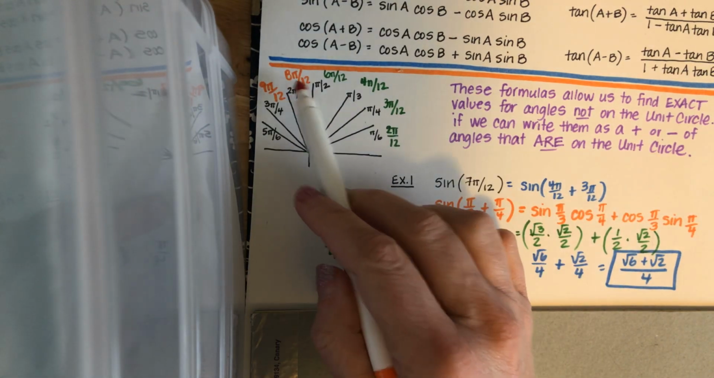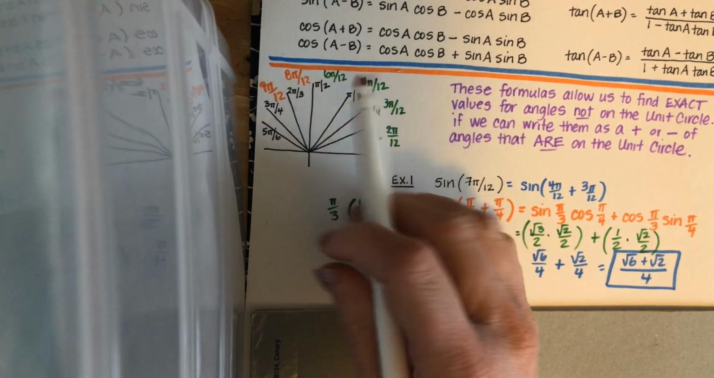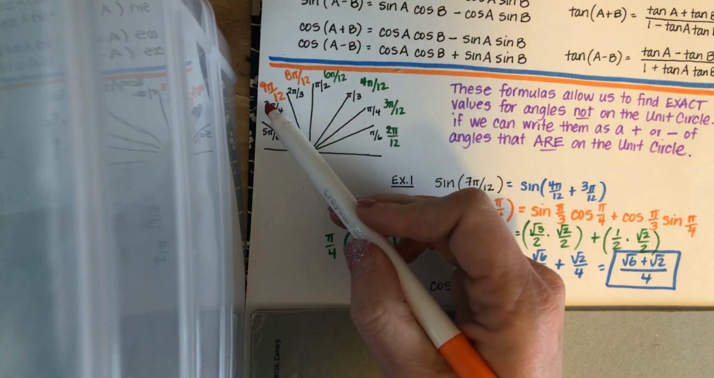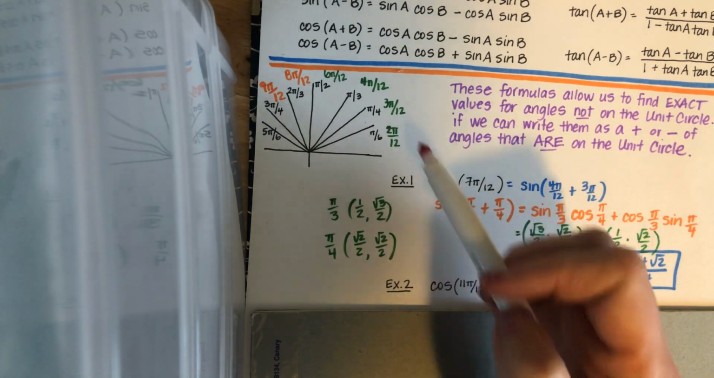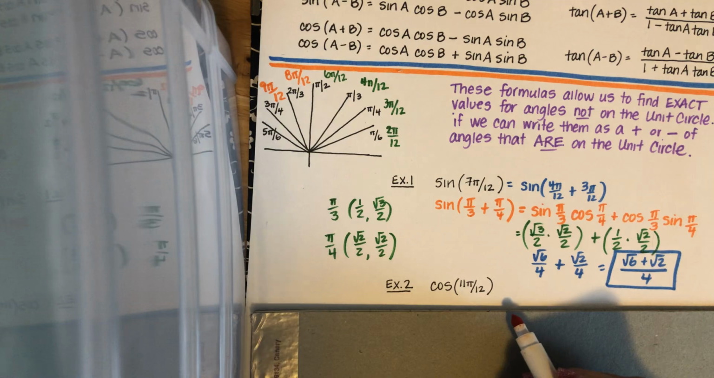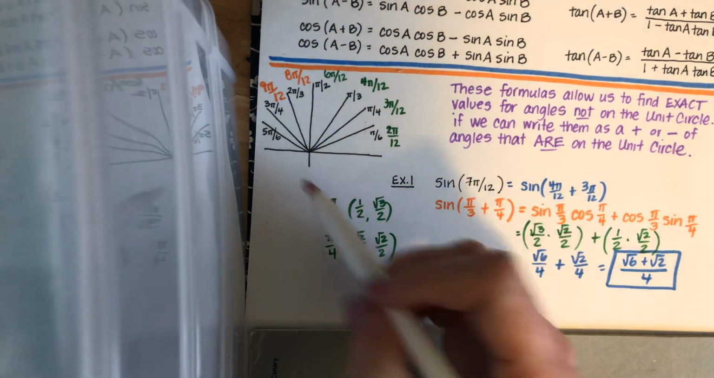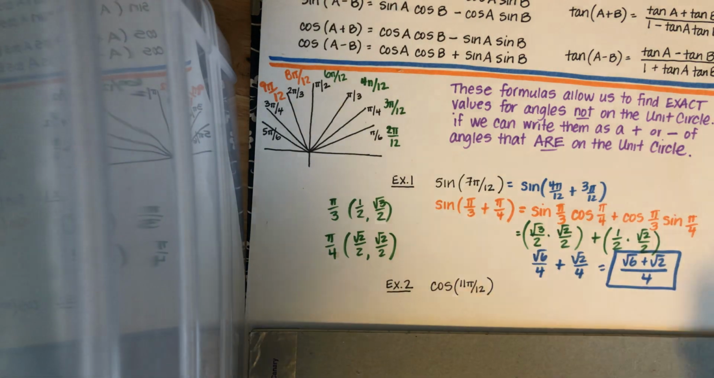I can do the 8 pi over 12 plus 3 pi over 12. Or I can shift it over one more and I can do 9 pi over 12 plus 2 pi over 12. Either of those would work. You will find that you'll get the same answer either way. For this sake, I'm going to go ahead and just choose 9 pi over 12 and 2 pi over 12, but it does not matter. You can do the other.